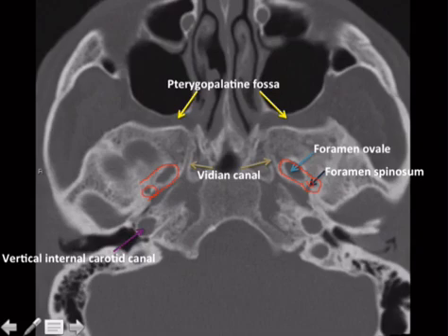Why do I bother pointing that out? Because if you're shown the coronal view, which we'll get to, spinosum and ovale both run up and down. Spinosum is the smaller one, that is more lateral. So don't mix those up. If I was writing a question, they would be distractors for each other.